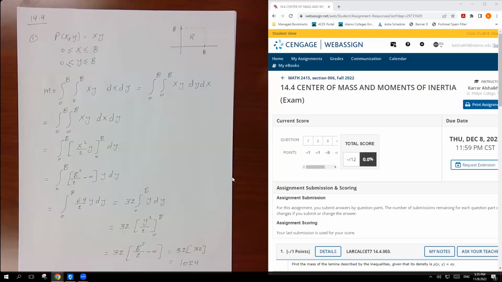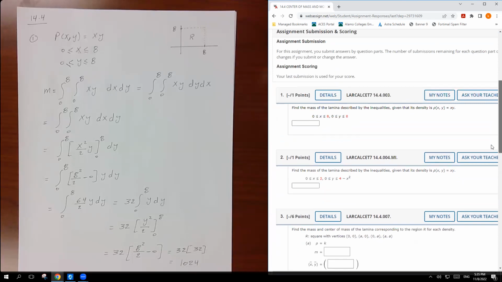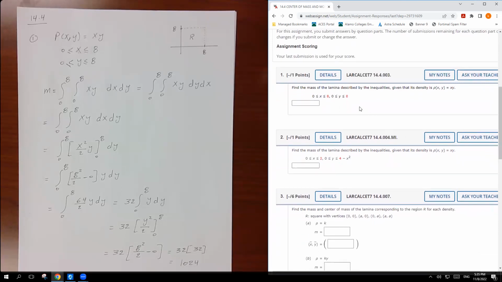So section 14.4, center of mass. Let's start with the first question. Find the mass of the lamina described by the inequalities. Here are the inequalities: x between 0 and 8 and y between 0 and 8. And the density function is rho of x, y equals xy.